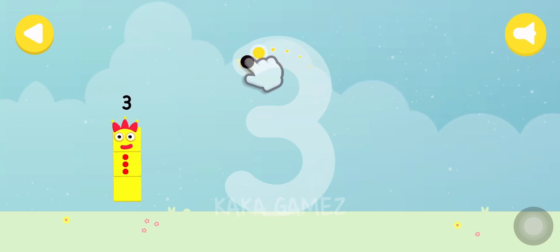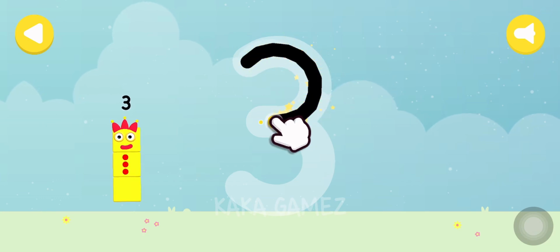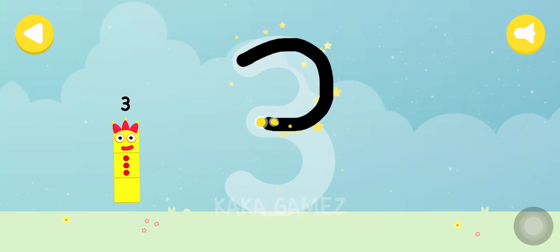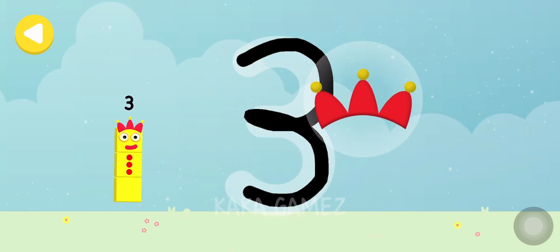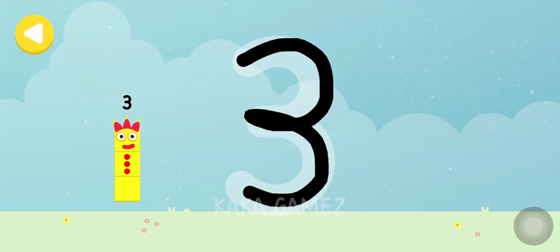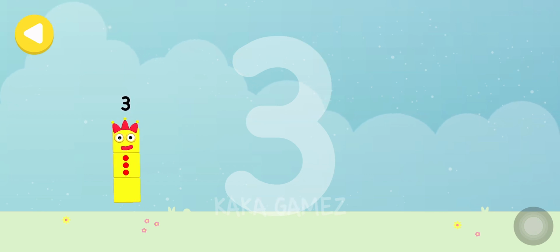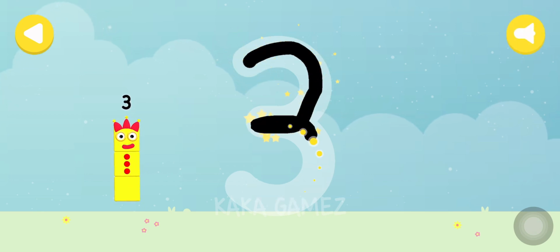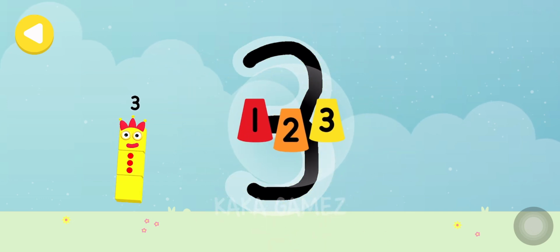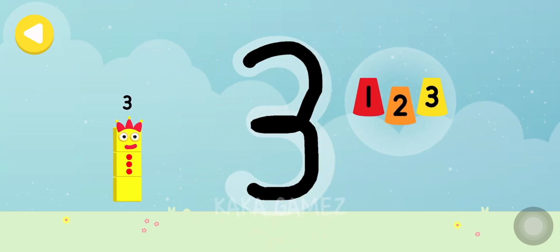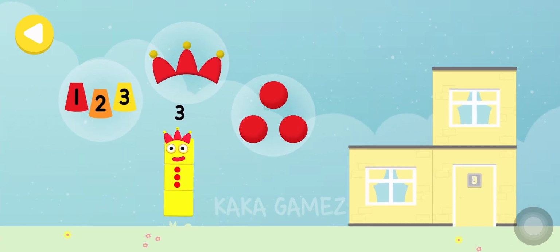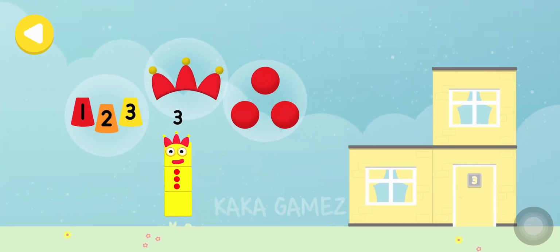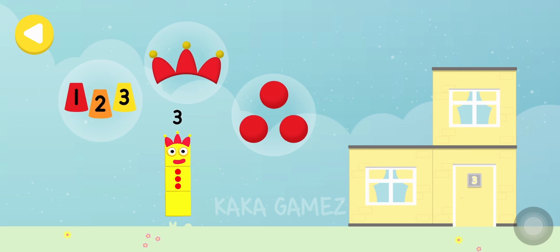Have another go. Crown. Excellent tracing. You made writing magic. Do it again to unlock another favorite thing. Have another go. 3 cups. Well done. Writing magic. 3 juggling balls. Crown. 3 cups.